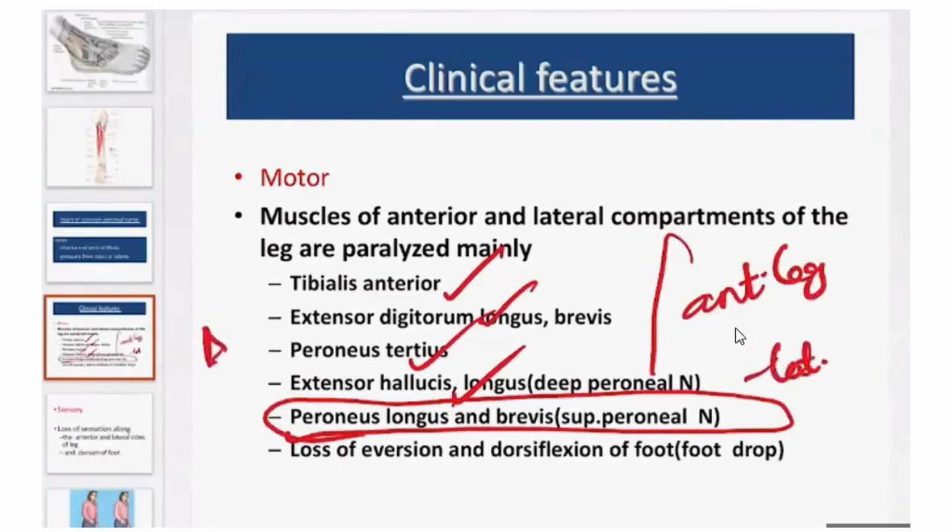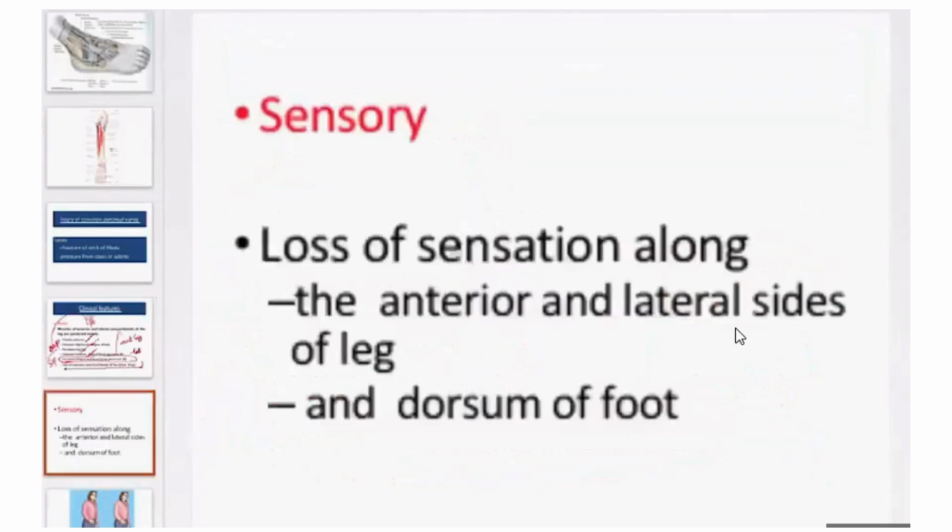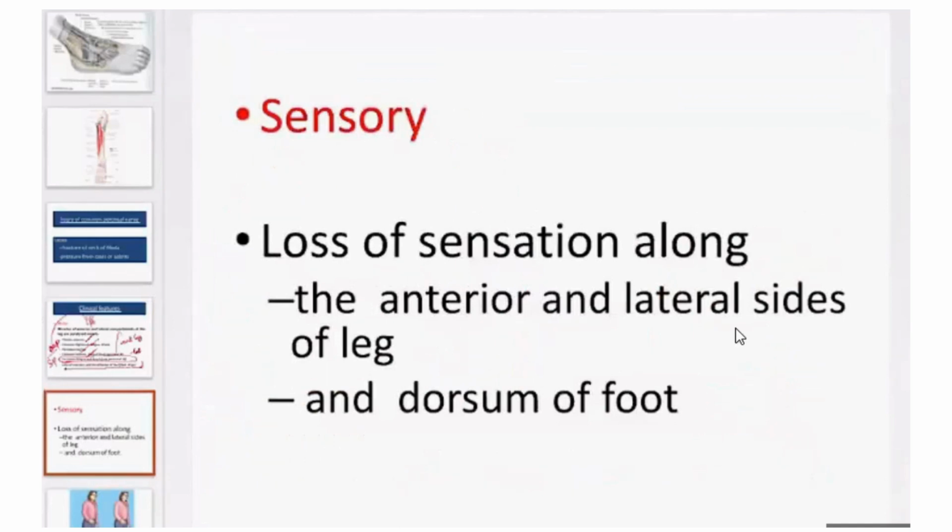This is anterior. This is the deep peroneal nerve. This is the superficial peroneal nerve. Both are branches from the common peroneal nerve, where the loss of eversion and dorsiflexion is the reason for foot drop. There is also sensory loss along the anterior and lateral side. I'll show the picture of how the sensory loss appears.